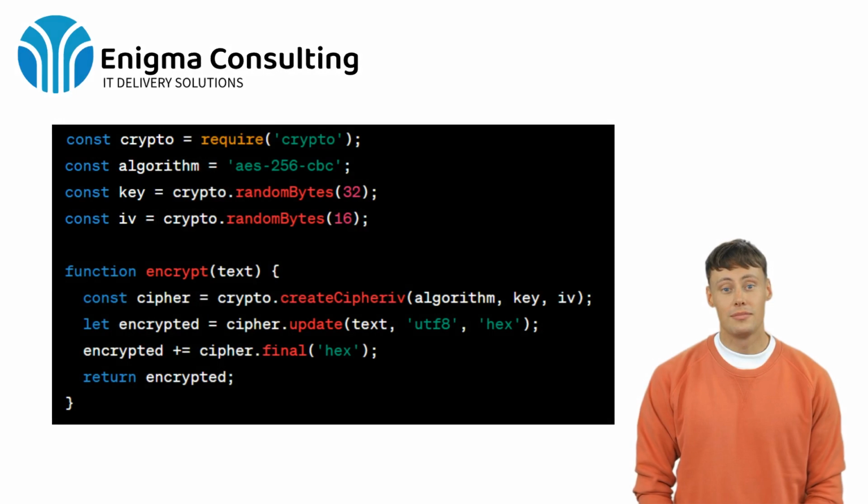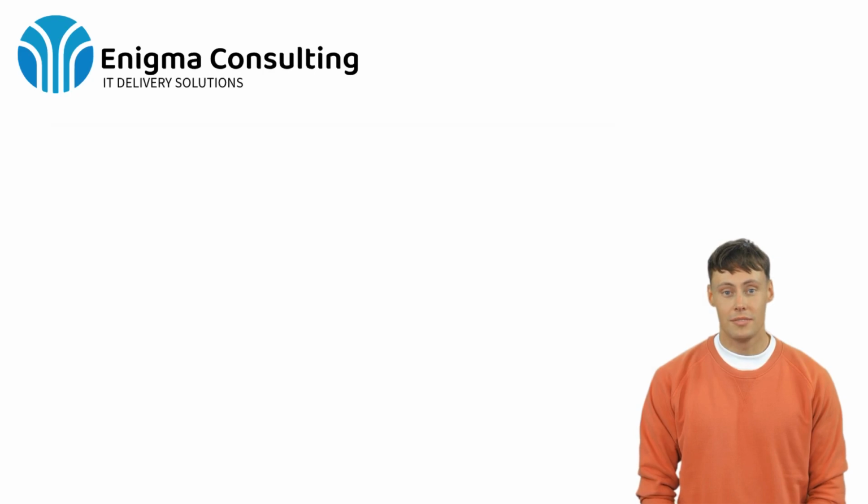Secure storage. Encrypt sensitive data at rest and follow best practices for storing secrets. This snippet demonstrates how to encrypt sensitive data using AES 256 CBC encryption in Node.js. You would use this to encrypt data before storing it. Safeguarding stored data adds another layer of protection to your application.